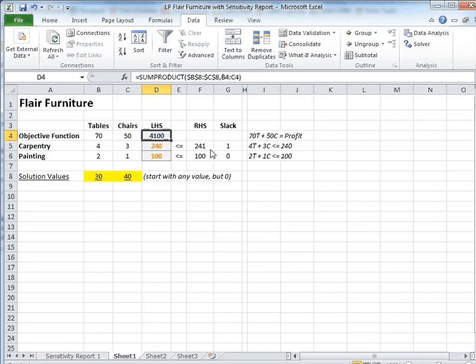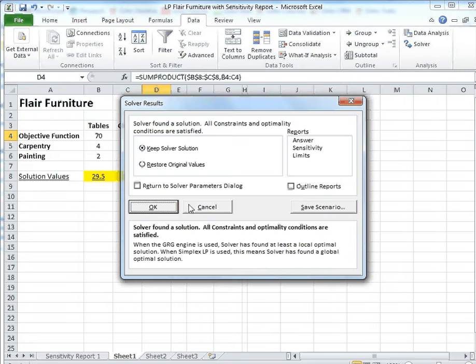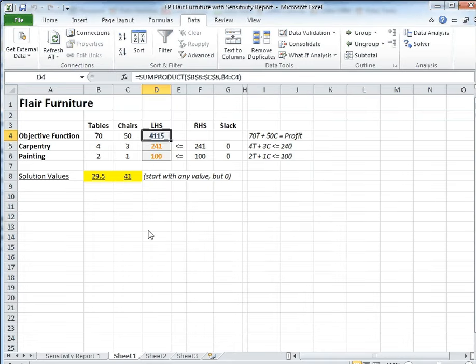Suppose I had gone ahead and changed it to 241. Right now my profit is 4,100. I changed my right-hand side from 240 to 241. I'm going to rerun Solver. I'm not going to select an output this time. And notice what happens. It goes up from 4,100 to 4,115.